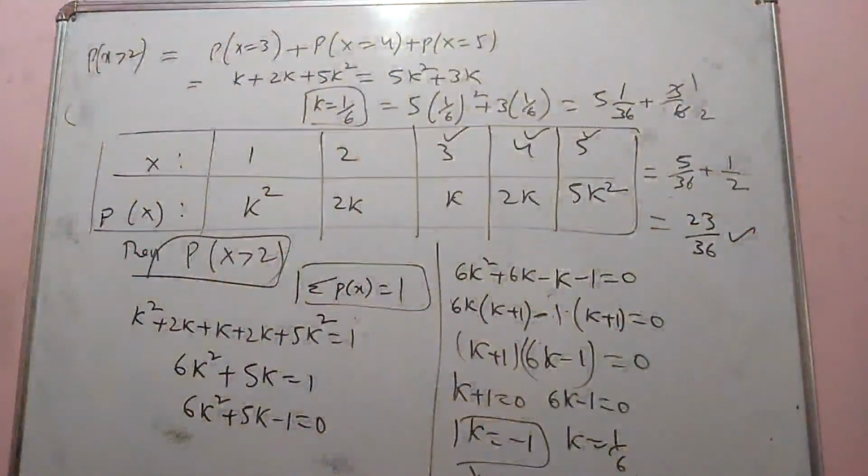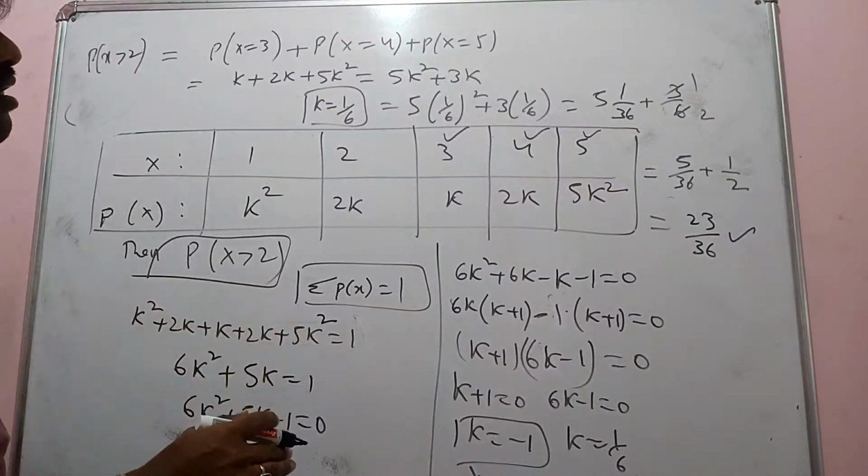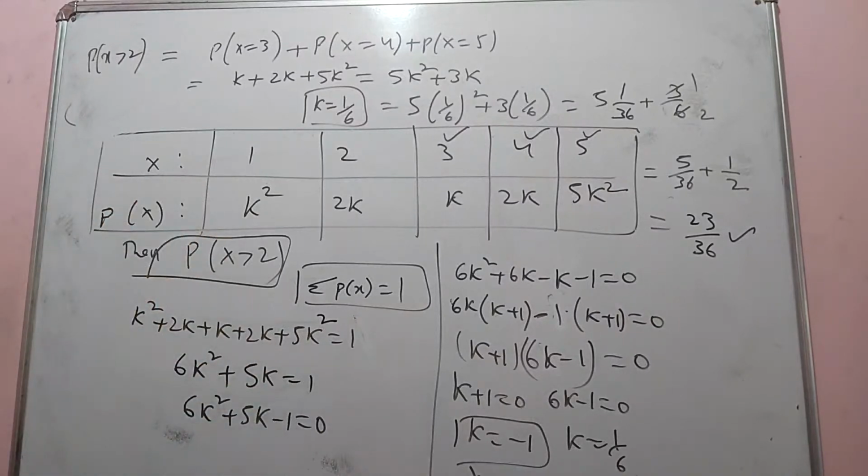So the option number A, option A was the right one. I did not give the options here. So the answer is 23 by 36. Did you understand this question?